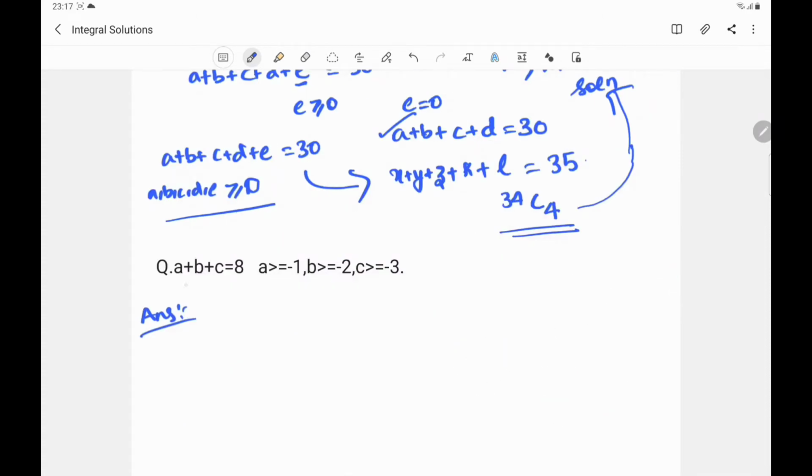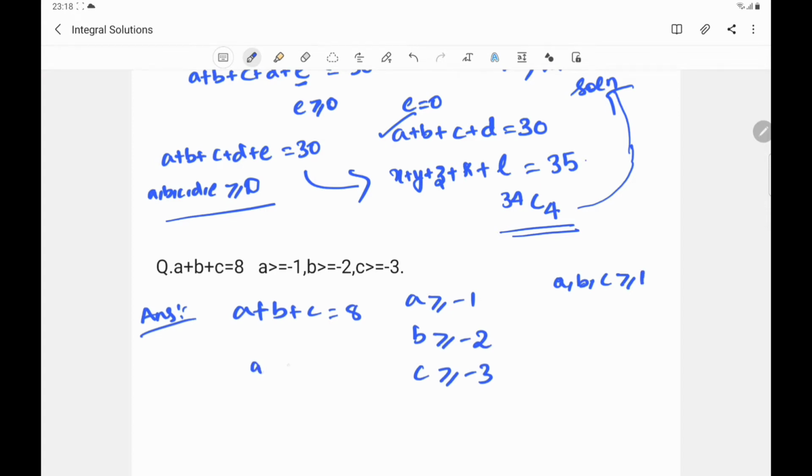So let us solve this question. It says that a plus b plus c is equal to 8, and a is greater than or equal to minus 1, b is greater than or equal to minus 2, and c is greater than or equal to minus 3. Now we are familiar with solving equations where the variables, say a, b, c, are greater than or equal to 1. So we will make it so.